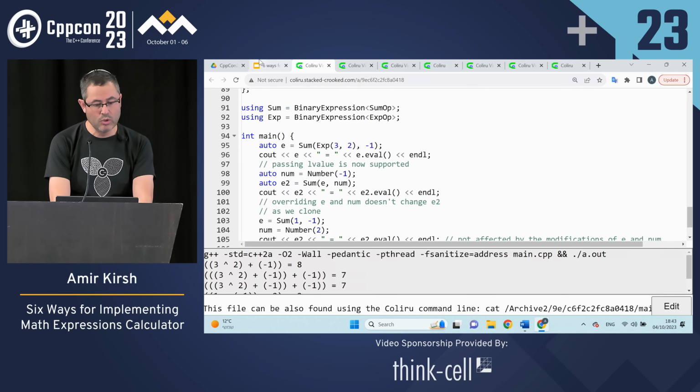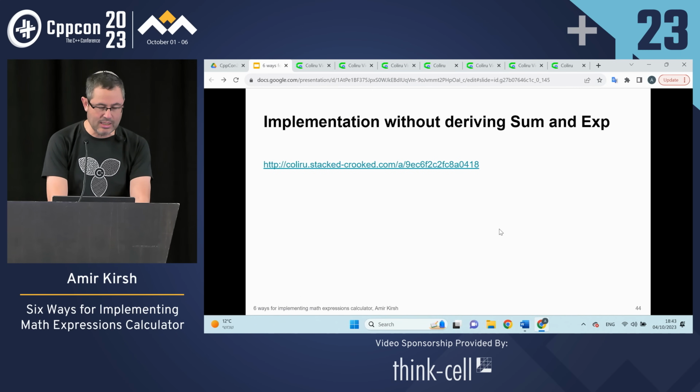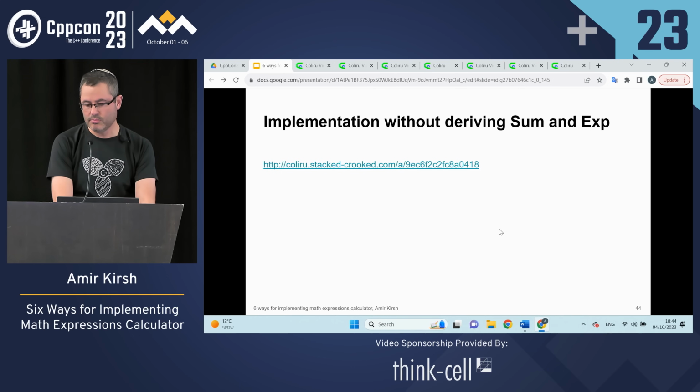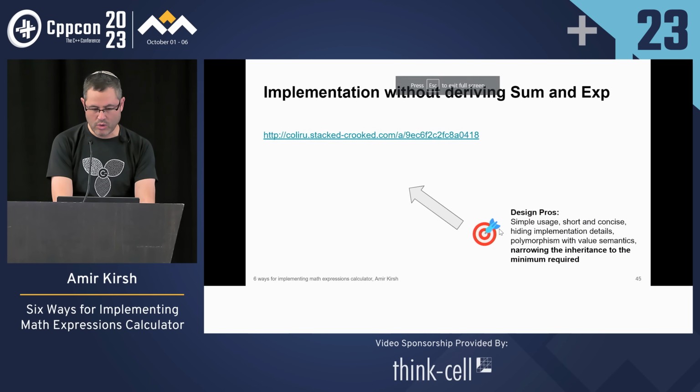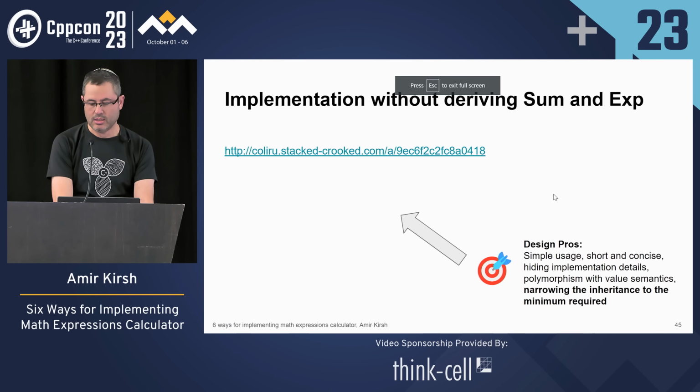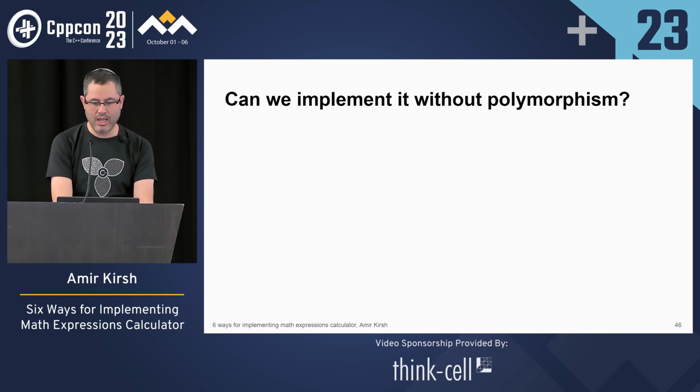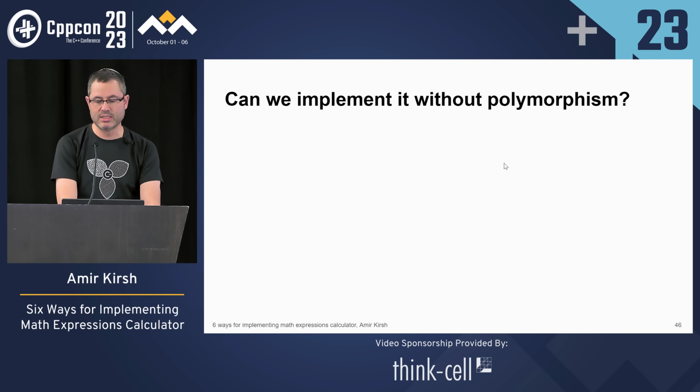But anyhow, eventually, I get the same without the need to inherit sum and exp, which I think, I mean, it's a question. Maybe you do like the inheritance, but it does have some limitations when you are required to inherit. So I think that we have here a design pro: narrowing the inheritance to the minimum required is something good. And then the question is, can we implement it without polymorphism to begin? And the answer is yes, static polymorphism, templates all the way.